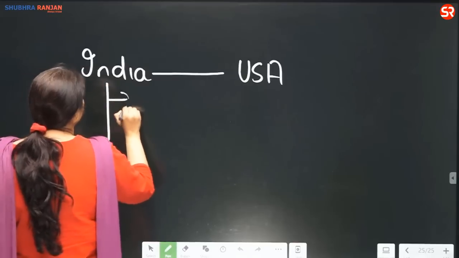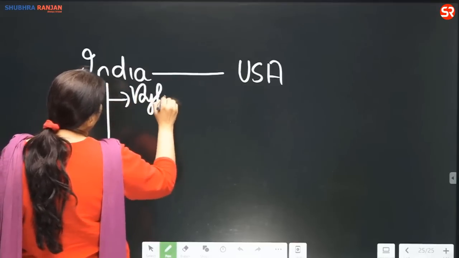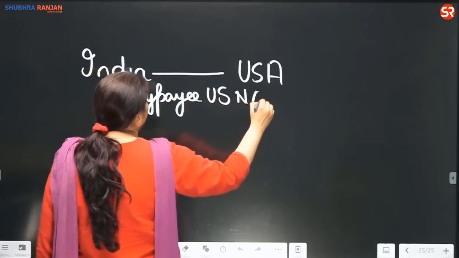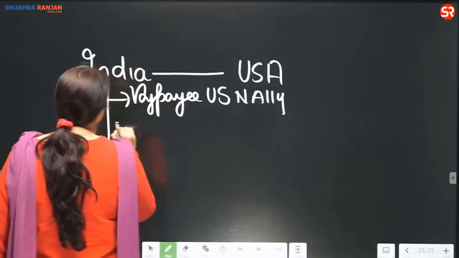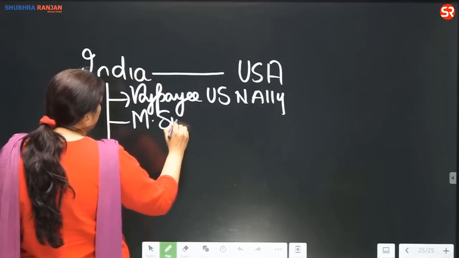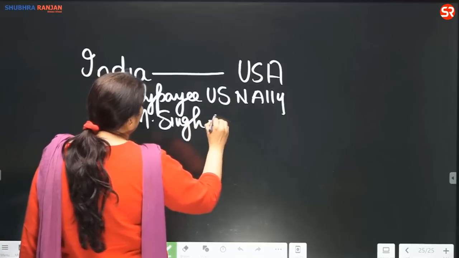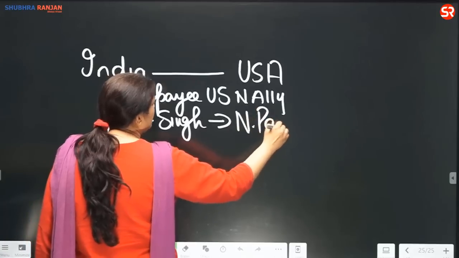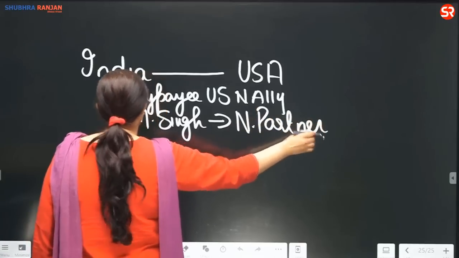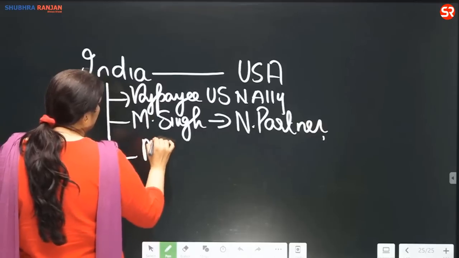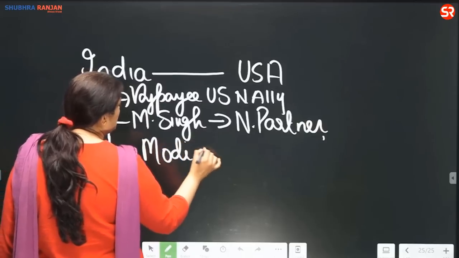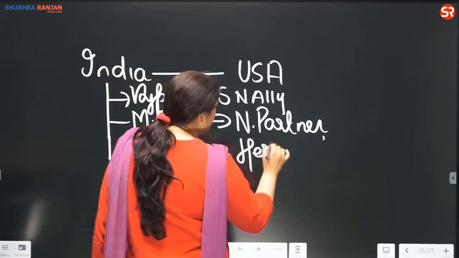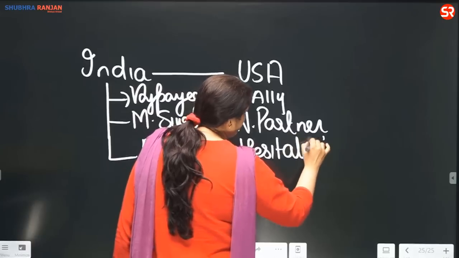Indian prime ministers, if you see, Vajpayee had no hesitation in saying the US is India's natural ally. Manmohan Singh had no hesitation in saying the US is India's natural partner. And Prime Minister Modi has no hesitation in saying that we have overcome the hesitation of the past.